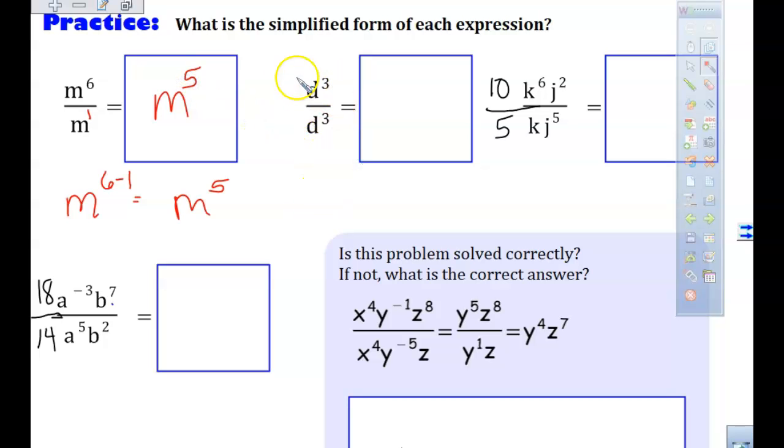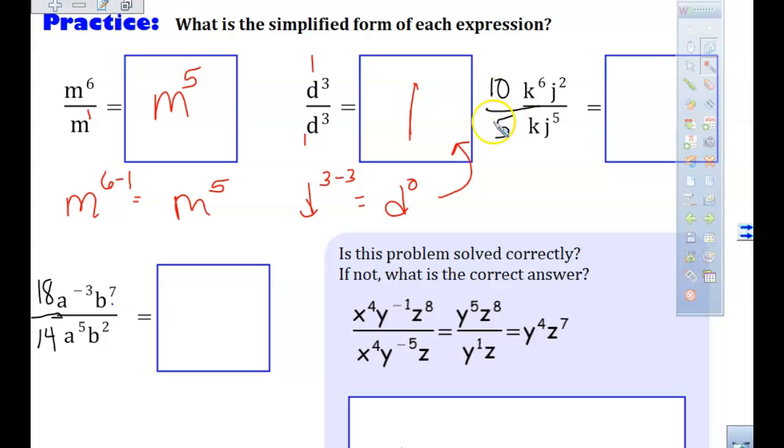The next one, I'm looking at a d to the 3 over d to the 3. I have the same base. 3 minus 3 gives me 0. So I get d to the 0, which equals 1. Couldn't I have maybe done that right here? D to the 3 over d to the 3. They're exactly the same and said, oh, this is the same as 1 over 1. Yes. Okay.